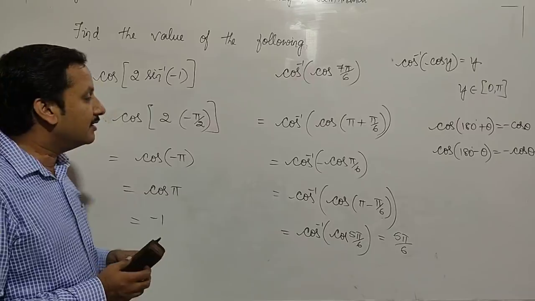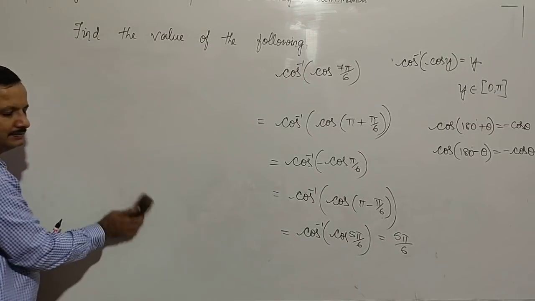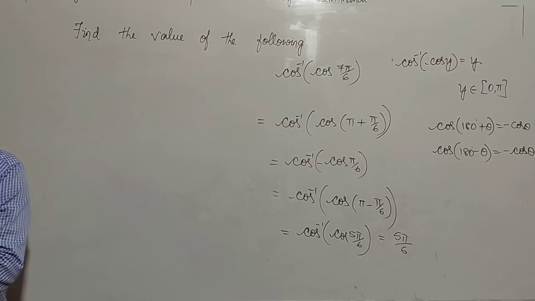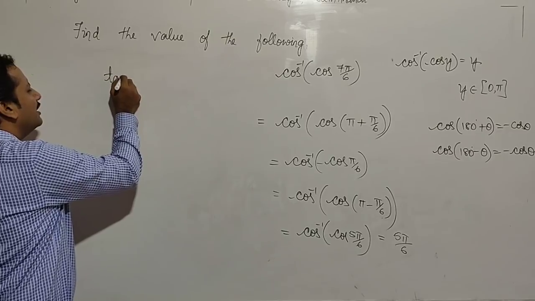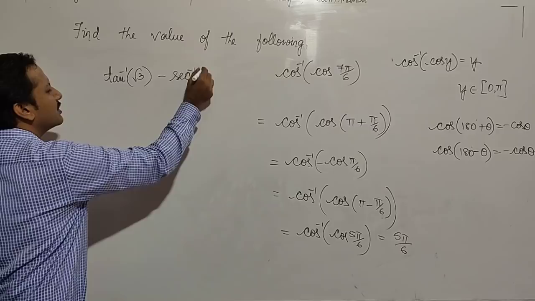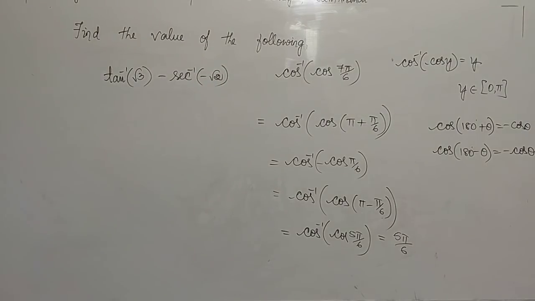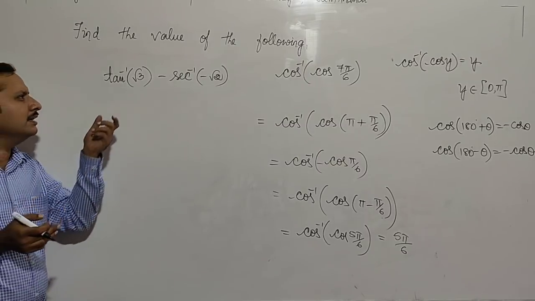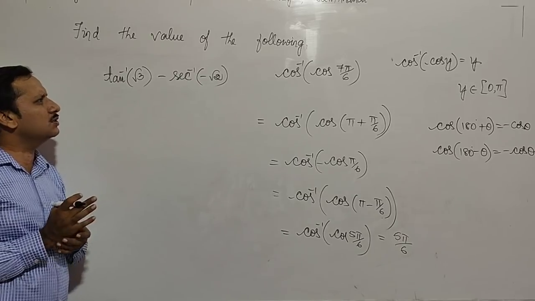Let us look at the next problem. That is tan inverse of root 3 minus secant inverse of minus root 2.